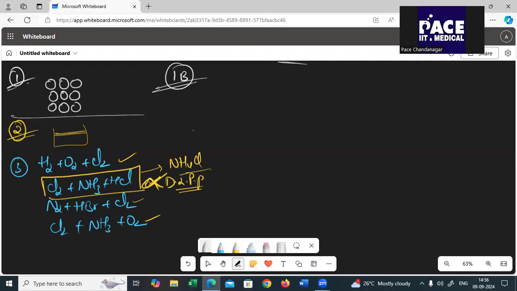Next, at sea level, the air is denser at sea level. This can be explained by which law? Boyle's law, Charles' law, Avogadro's law, and Dalton's law. At sea level, the air is denser, which means you are comparing the air at sea level and air above sea level. Above sea level.